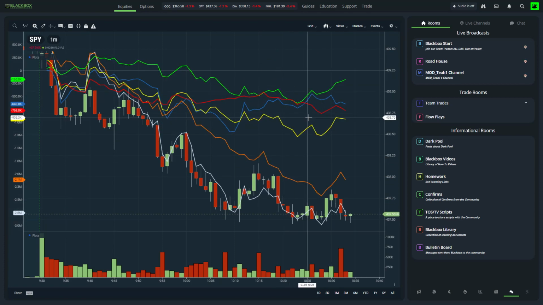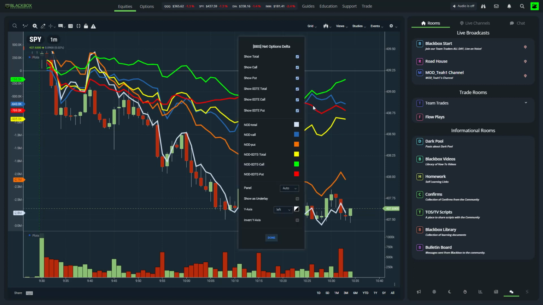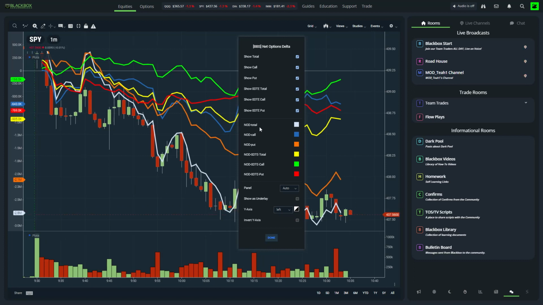So the way we use it is, you can see here there are 6 different lines. What do these 6 lines mean? Well, if I right click on this and go to edit settings, you're going to see here are the 6 colors and here's what they represent. The white line is our total, with all options purchased today that expire today all the way out to infinity. Blue are just calls, orange is just the puts, and then we repeat it: total, calls, puts. The exception is right here, 0 DTE. These last 3 colors, yellow, green, and red, are only considering contracts that represent 0 days to expiration.